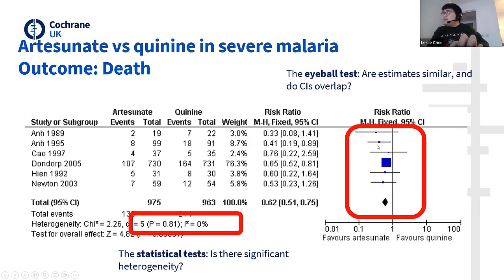So just looking at the estimates here, and really you're asking, can you draw a straight line that crosses all the confidence intervals from these trials? So there are 6 trials, and you can quite clearly see that all the confidence intervals appear to overlap, mainly because all the confidence intervals are quite wide from the individual trials themselves.